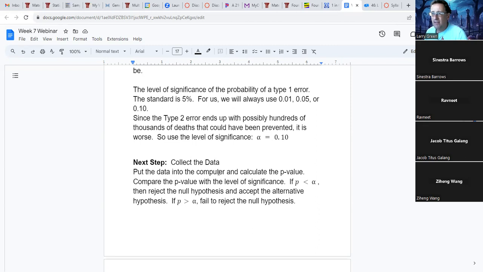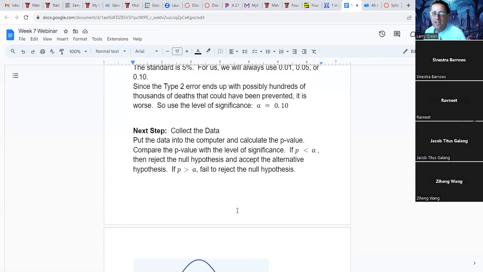And you're going to calculate what's called the p-value. Okay, you're going to compare the p-value with the level of significance. I'll explain in a little bit what all that means. If p is less than alpha, then you're going to reject the null hypothesis and accept the alternative hypothesis and say, I was right. If p was greater than alpha, you're going to fail to reject the null hypothesis.